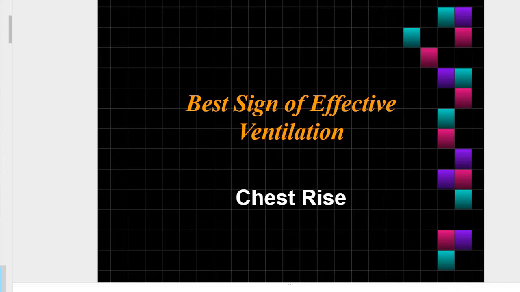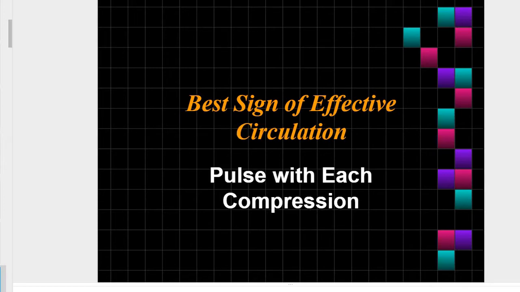The best sign of effective ventilation is chest rise. If the chest is not going up and down, then the oxygenated air is not getting into the alveoli so that it can diffuse into the blood vessels, and so that carbon dioxide cannot be effectively exhaled out. Make sure when you're doing chest compressions that you allow adequate recoil of the chest to allow for the ventilations to go in and for the breaths to go out. The best sign of effective circulation is a pulse with each compression.